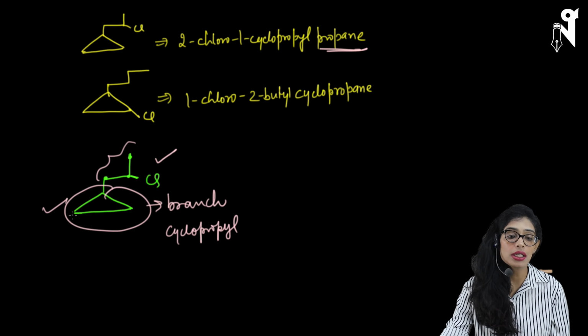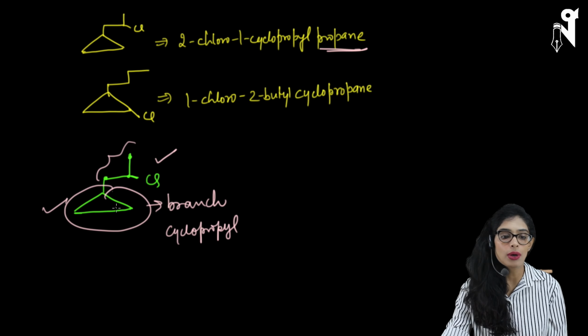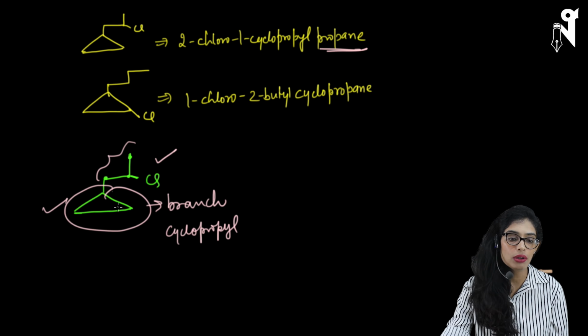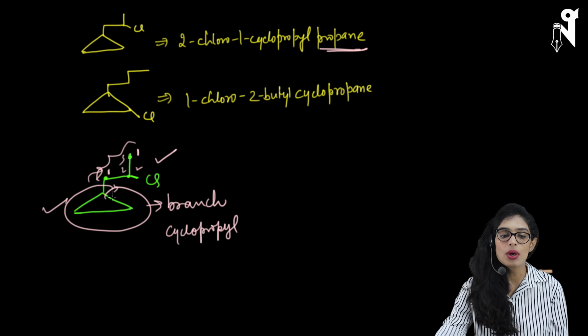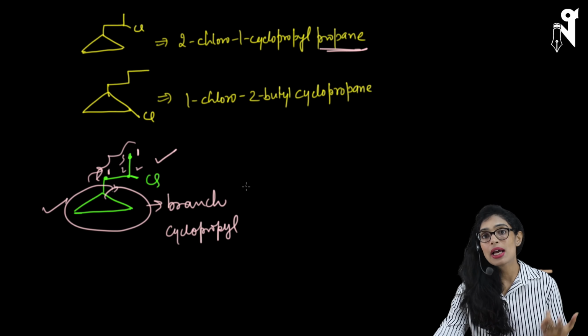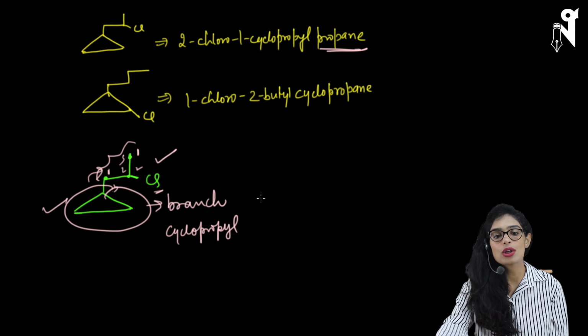Numbering will be done in such a way that the sum should be lowest and branches should get the lower number. So I could have started from here 1, 2 and 3, or I can start from here 1, 2 and 3. So I'll follow this way of numbering. Why? Because it will give my cyclopropyl branch position 1 and chlorine position 2, and the sum is the lower over here. Okay, so the name will be 2-chloro 1-cyclopropyl.